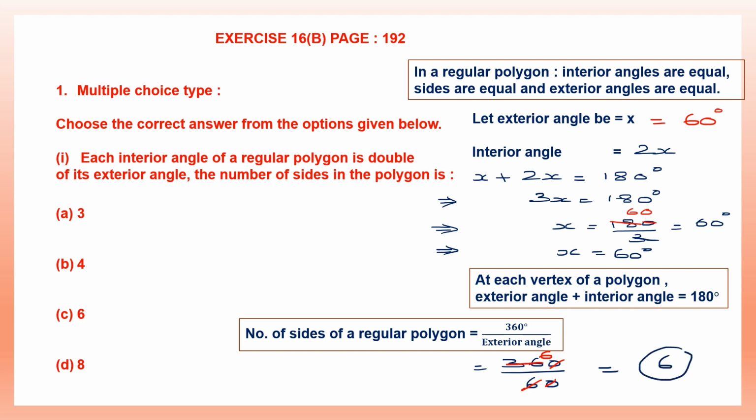So what have we found? We have found the number of sides of the polygon. Here we've been asked to find the number of sides. We found it to be 6, and which is the option here? It is option C. So option C, 6 is our answer.